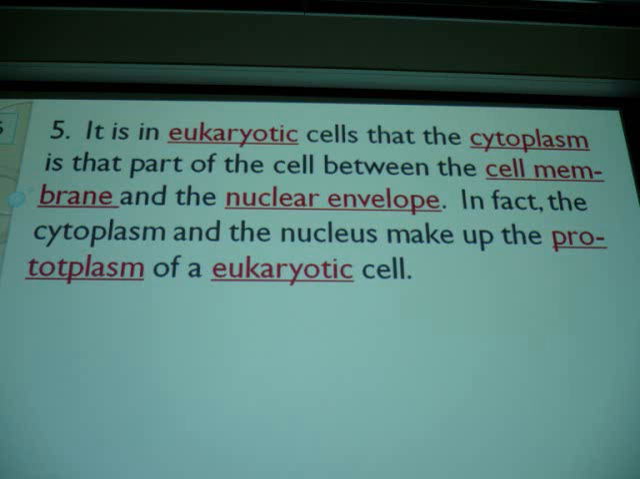So if I ask you to do a dichotomous key, you would have protoplasm, and a line going down says some is cytoplasm and some is nucleoplasm. But all together, it's protoplasm. And all cells have protoplasm.